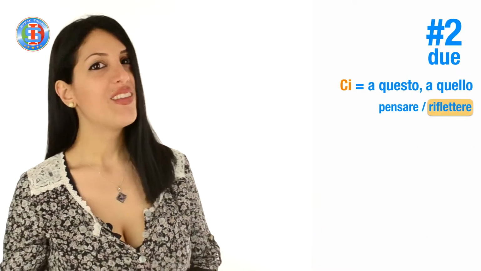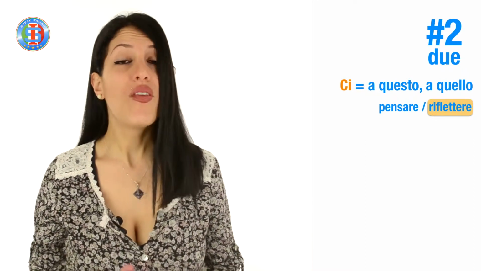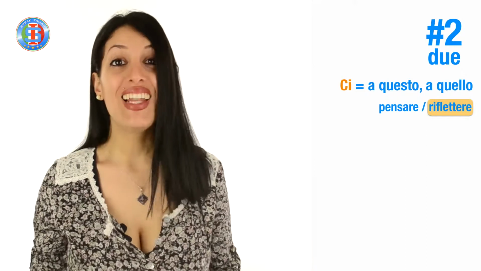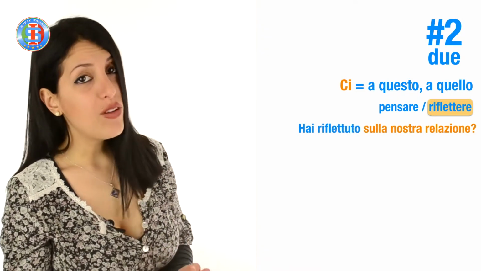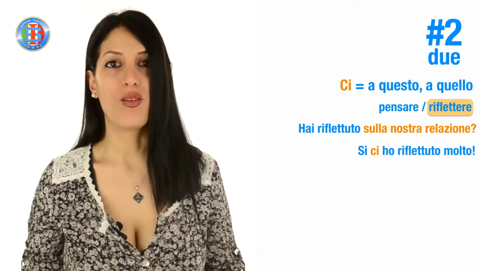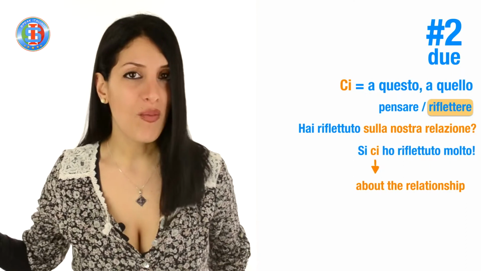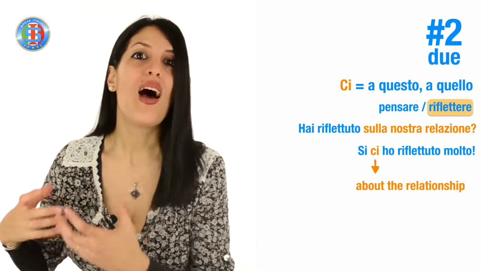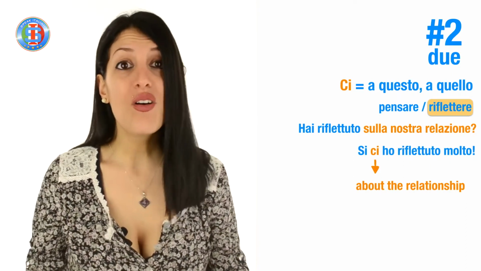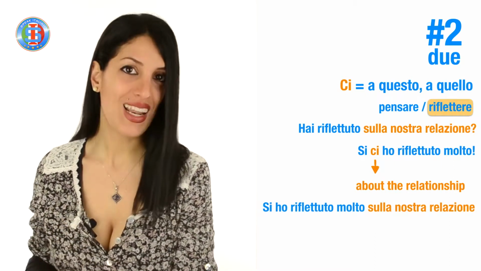Let's see another short dialogue as example. Have you thought about our relationship? Oh yes, I've thought about it a lot. In Italian, hai riflettuto sulla nostra relazione? Sì, ci ho riflettuto molto. So as you can see, ci again is in place of something because we don't want to repeat about what. So the sentence could have been sì, ho riflettuto molto sulla nostra relazione.